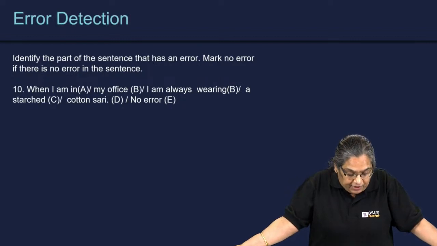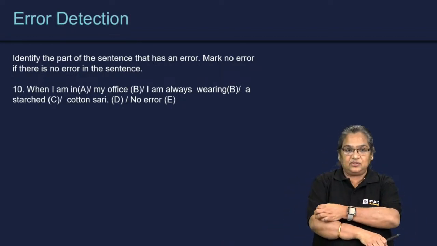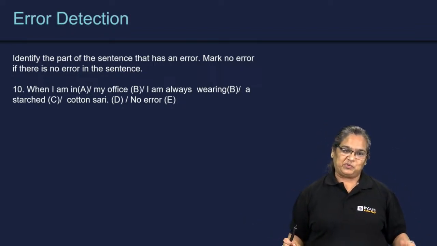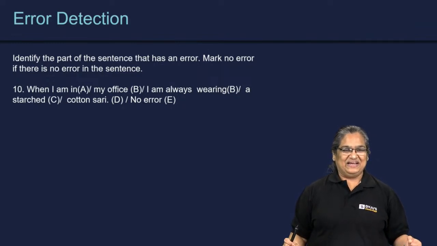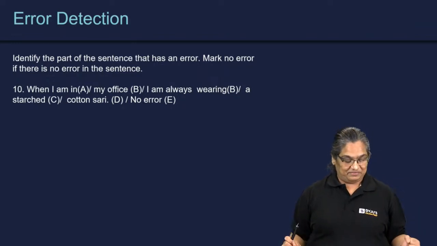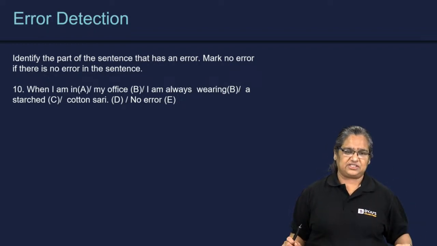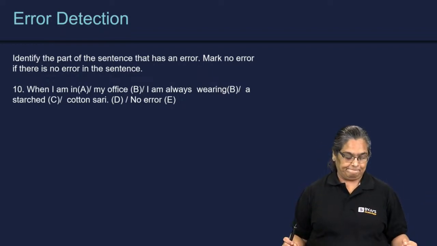When I am in my office, I am always wearing a starched cotton sari. Doesn't look like a starched cotton sari, but then, okay, I'm in the studio. So, 10. Give me the question number. When I'm in my office, I'm always wearing a starched cotton sari. Think of this as a starched cotton sari and answer. Oh, I'm not talking about myself, I'm talking of someone else. Quickly.